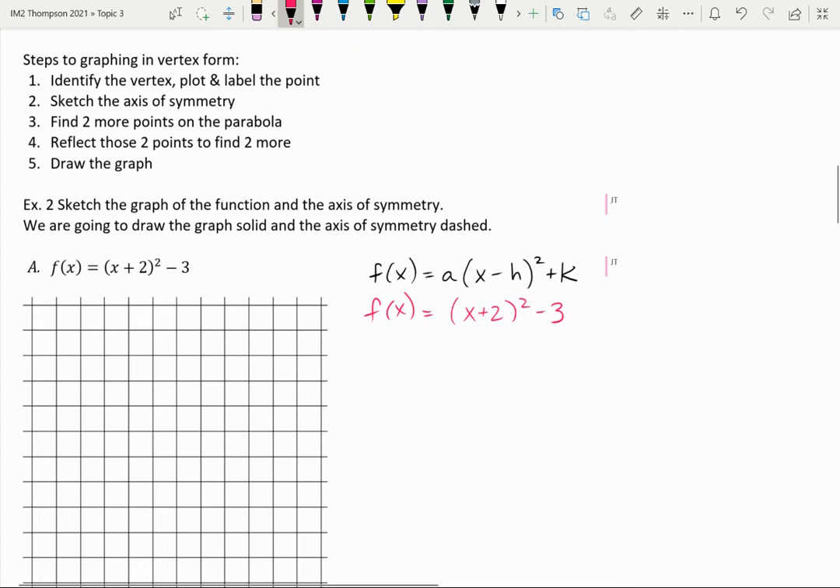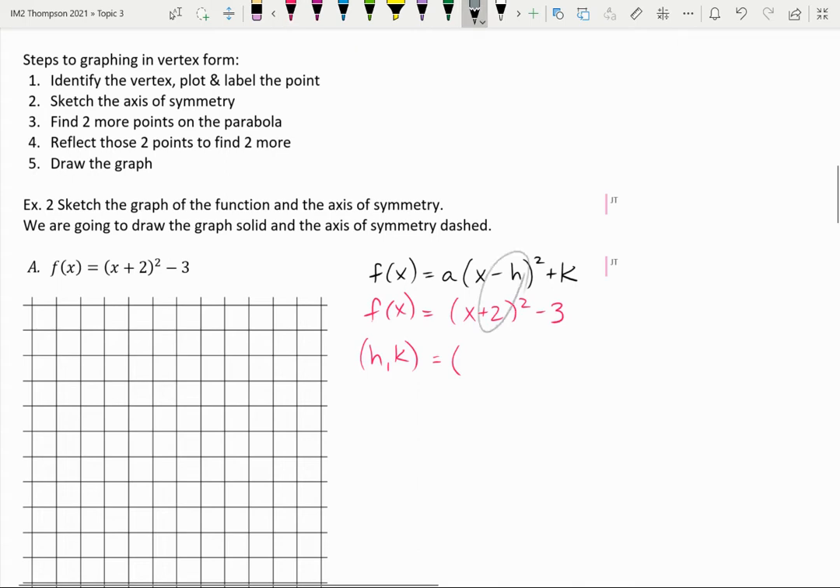I like to start with my vertex, so I'm going to pick that out. The vertex is (h, k). I just lined them up here so they're easy for us to find.